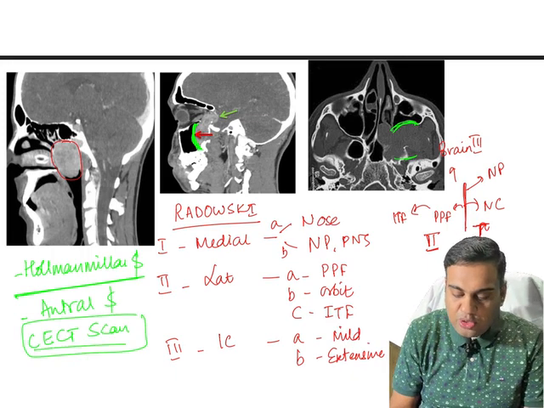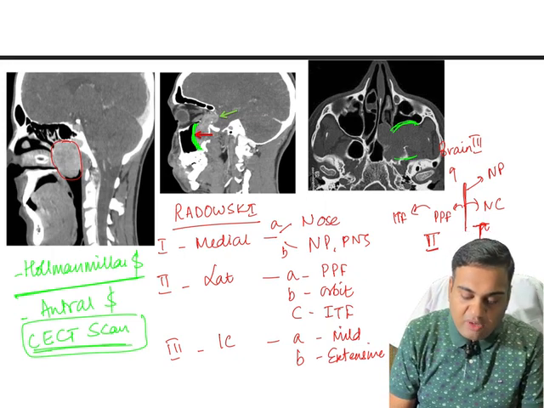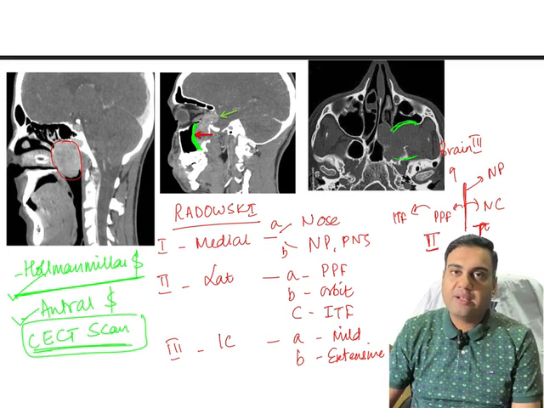What are we going to do? We are going to do the CT scan of this patient. That is the investigation of choice, and what we will see is the Holman-Miller sign, right?